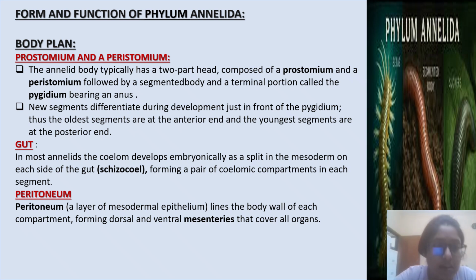Next, coelom. In most annelids, the coelom develops embryonically as a split in the mesoderm on each side of the gut, forming a pair of coelomic compartments in each segment. Next, peritoneum. Peritoneum, that is a layer of the mesodermal epithelium, lines the body wall of each compartment, forming dorsal and ventral mesenteries that cover all organs.